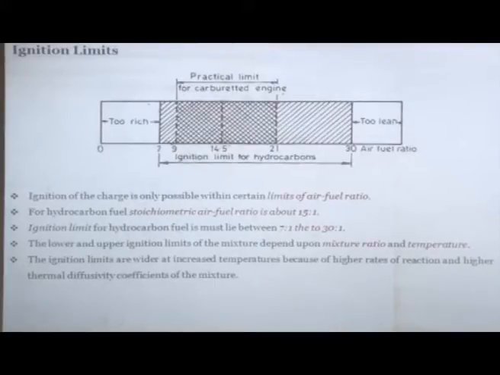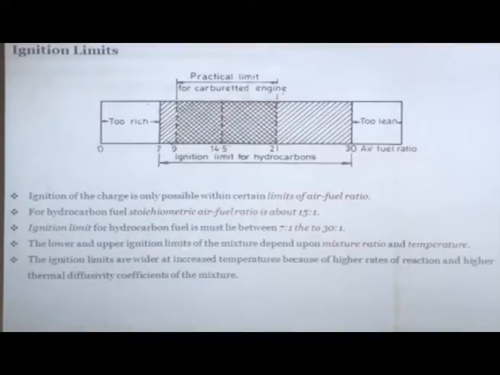In fact, most of the modern engines have even narrower range. They fluctuate between 12 and 18. They do not even use the entire range which is possible. Okay. So, ignition of the charge is only possible within a certain limit of air fuel ratio. The hydrocarbon fuel stoichiometric air fuel ratio is about 15:1. Ignition limit for hydrocarbon fuel must therefore lie between 7 and 30.